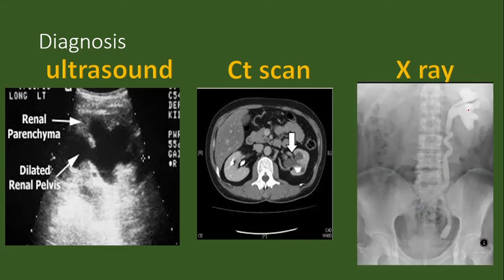X-rays, hydronephrosis of this part after contrast with intravenous contrast, hydronephrosis of this part. Treatment. First treatment, if it is not severe, we can treat it by taking the urine out. If it's mild, for example, and there is hydronephrosis, we can take the urine out of our urinary pathway by a catheter through the urethra.